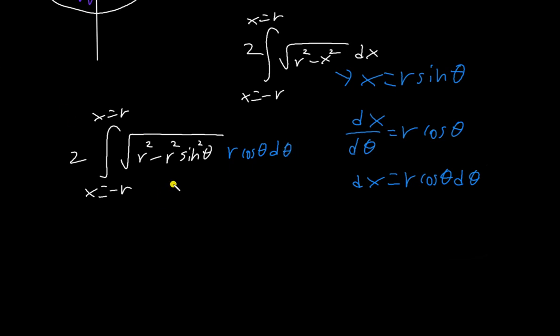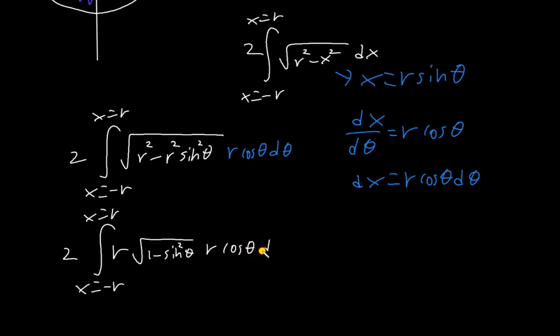Okay, so now I can simplify this a bit more. I can take the r squared, factor it out, and I can even pull it out of the square root because it's an r squared. So if I do that, I will get 2 times the integral from x equals negative r to x equals r of r times the square root of 1 minus sine squared theta, and then I'll have an r cosine theta d theta.